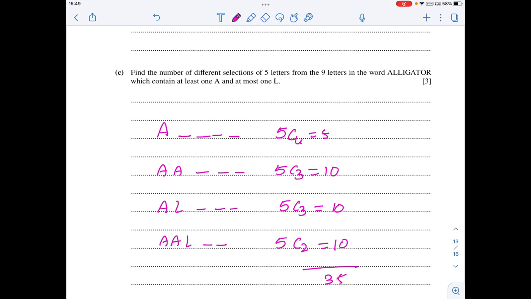So totally how many ways? It's going to be 35 ways. So that's going to be the answer.